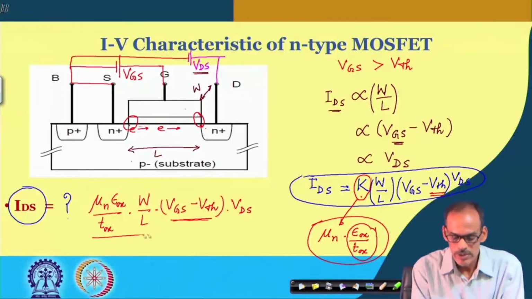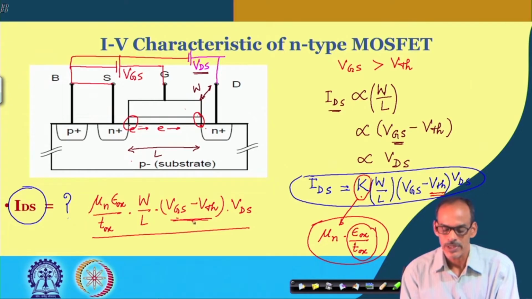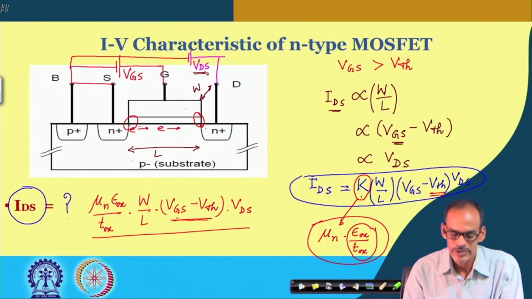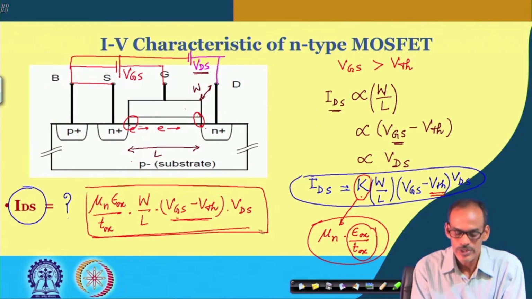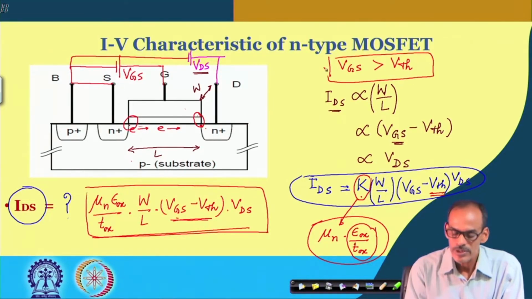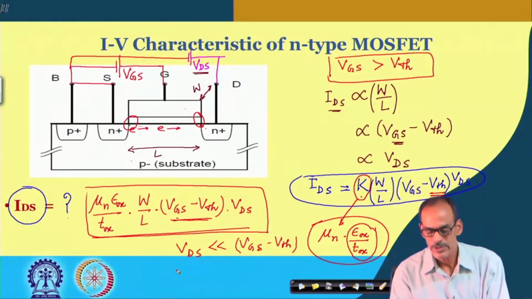So, this equation assumes that VDS is very small compared to VGS minus VTH, and if VDS is going to be higher and higher, or it is significant, we need some correction in this equation. So, we are starting with the assumption that VGS is higher than VTH, and also we assume that VDS is much smaller than VGS minus VTH, and only then this equation is valid. So, if we increase this VDS, let us see what is happening.